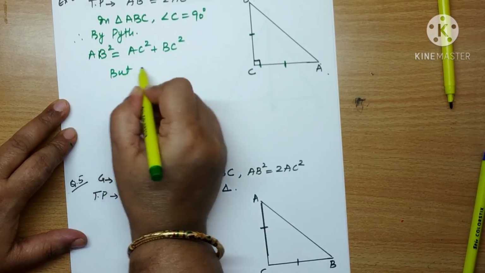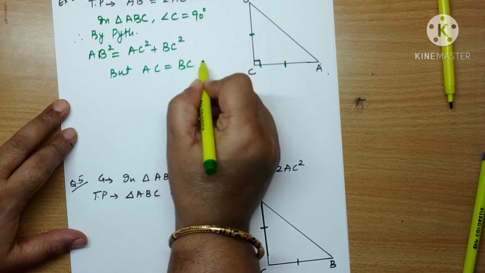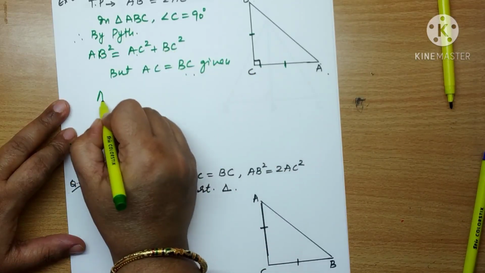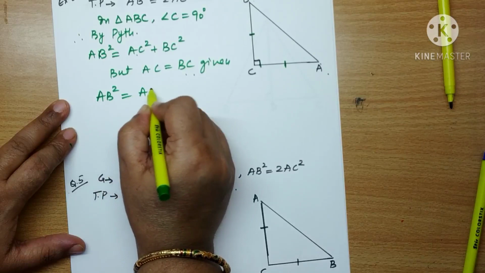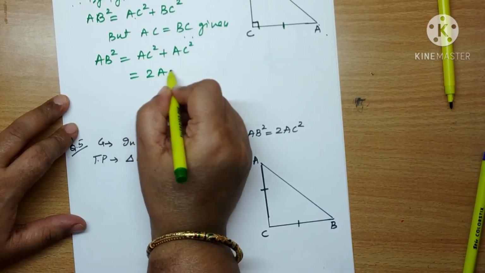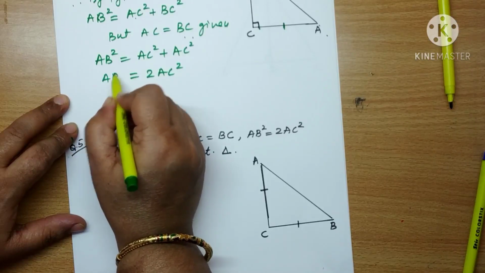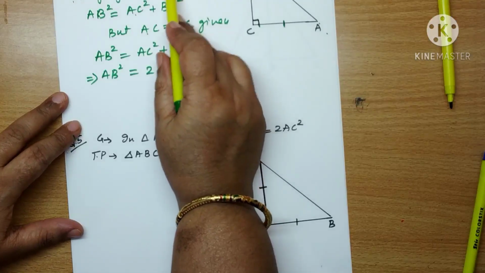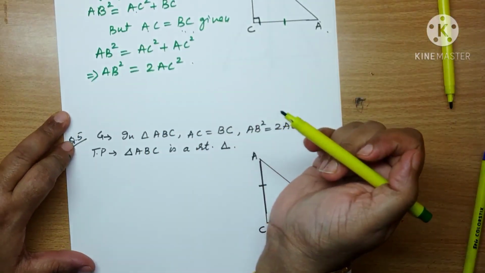But AC is equal to BC, given. So we replace AC by BC or BC by AC. So I get AB square as AC square plus AC square. So this is 2AC square. This is what we had to prove. So BC we replaced by AC. So we got 2AC square.